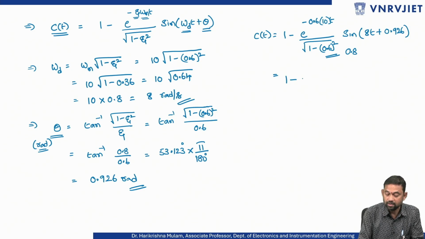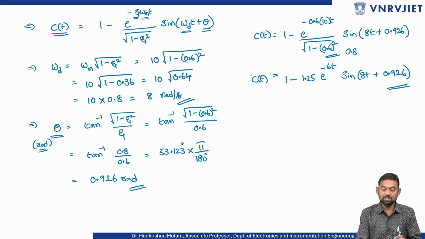1.25. Therefore, this is 1 minus this 1 by 0.8, which is 1.25, into e power minus 0.6 into 10, which is 6t, into sine of 8t plus 0.926. So this is the response of this positional control system when the input is unit step. In this manner, you need to find the response of the system if the problem is given for maybe 3 marks or 4 marks like that.